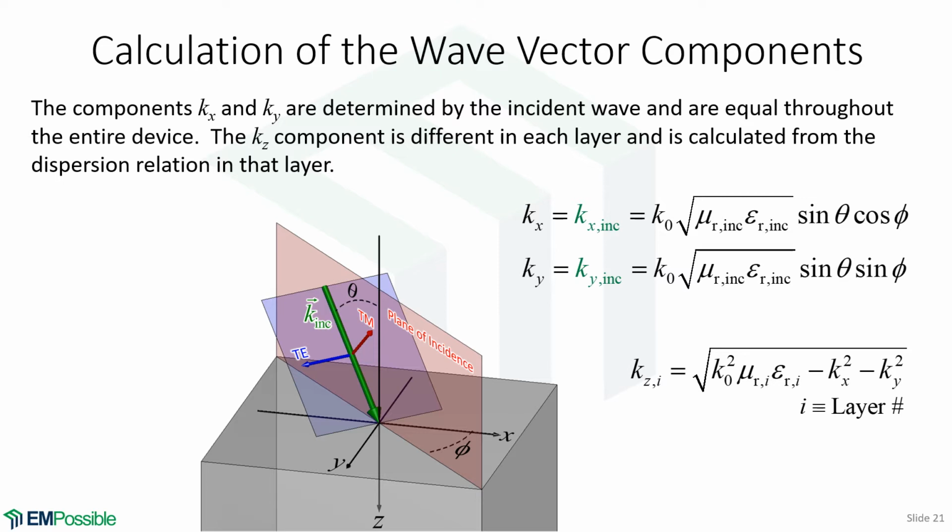Now here's the interesting thing, and we'll get more into it in the next slide. Whatever these x and y components are of the incoming wave vector, those x and y components are constant throughout our entire device and even into the transmission region. They never change. It's only ever the z component that changes, and we would calculate the z component from the dispersion relation. So the z component changes in each layer. X and Y components are the same everywhere. Let's look at this in a bit more detail.